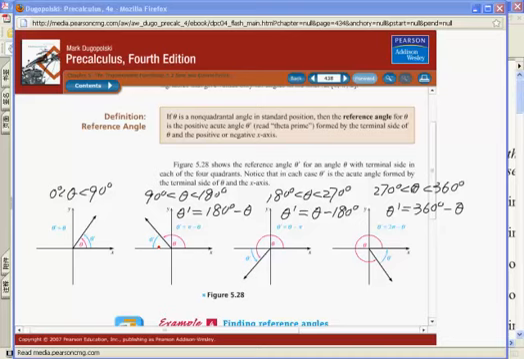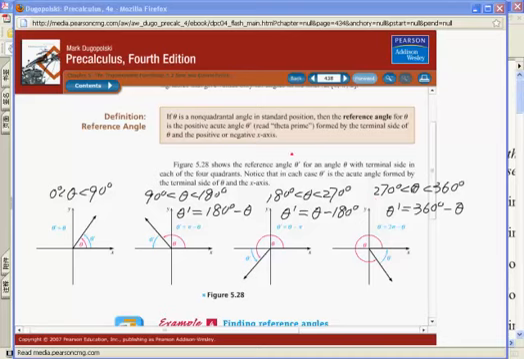If your angle is bigger than 360 degrees, you may just throw out any multiple of 360. You may first write this angle as the sum of a multiple of 360 degrees plus another angle which is between 0 and 360. And then from that step, you can find the reference angle of this angle.